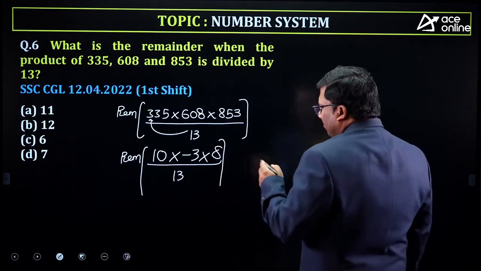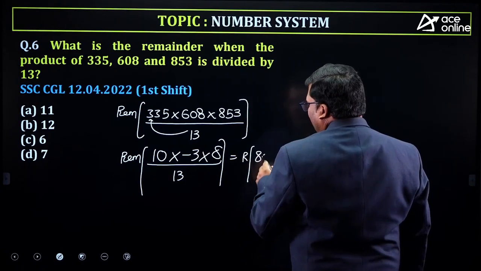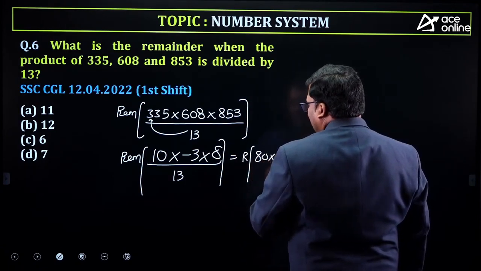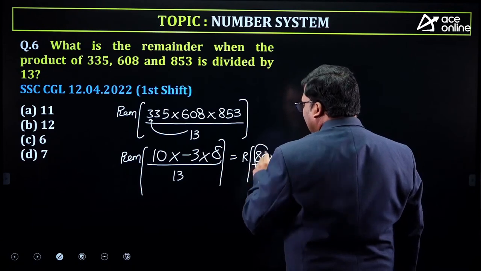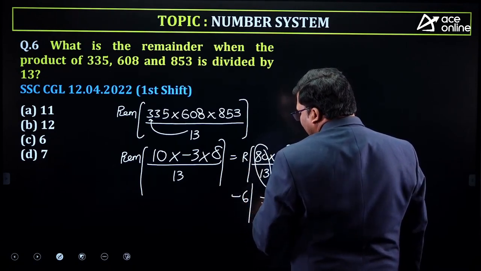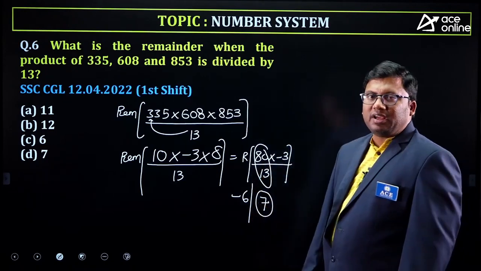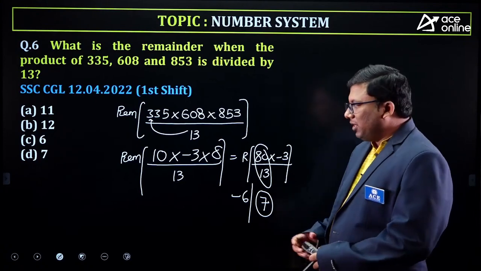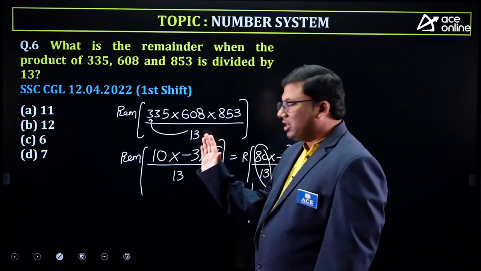So here it will be 10 8s are 80. 80 into minus 3, divided by 13. 13 6s are 78, remainder 2. 2 into minus 3 is minus 6. Negative remainder minus 6. Positive remainder: 13 minus 6 is 7. I hope the idea is very much clear.